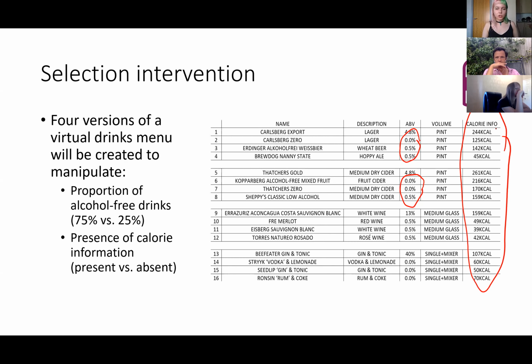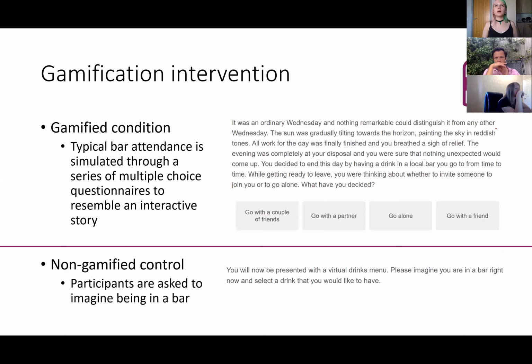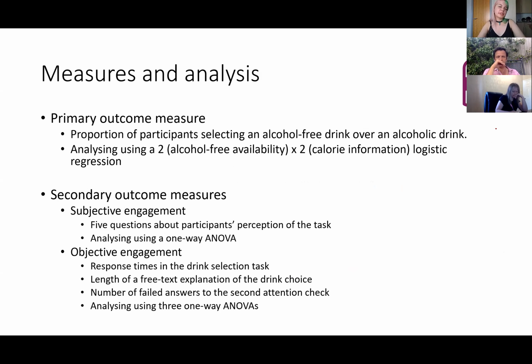And a non-gamified control task is basically how online tasks usually look. So it just asks you to imagine that you're in a bar, and then straight after that you're given the drink selection task, the drinks menu to choose from. So our primary outcome measure was the proportion of participants selecting an alcohol-free drink over an alcoholic drink in all conditions. And we analyzed it using a 2x2 logistic regression with alcohol-free availability and calorie information.